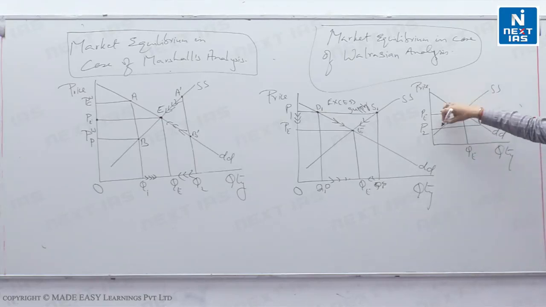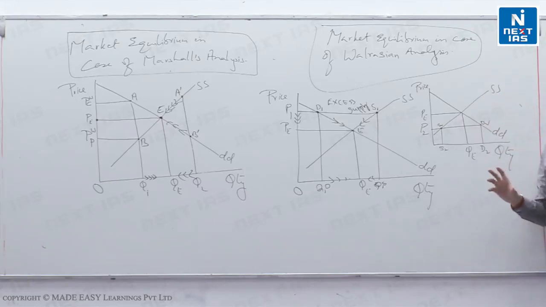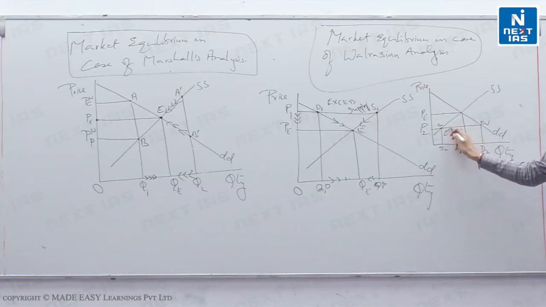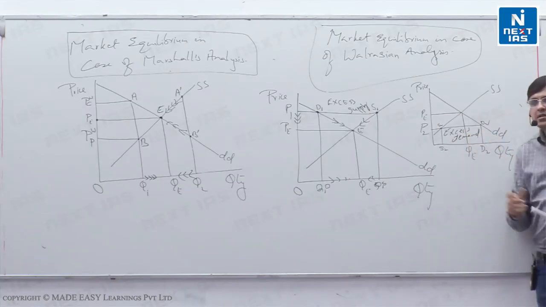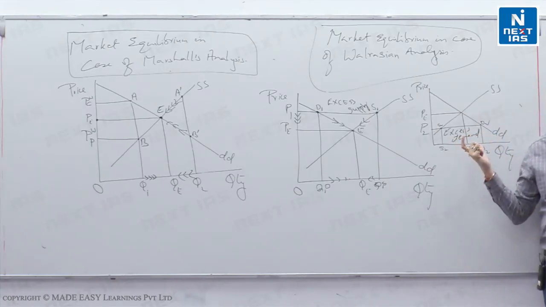That will imply that the producer is willing to sell S2 and the consumer is willing to demand D2. Producer is willing to sell S2, consumer is willing to demand D2. I hope I am reaching you. Now this is a situation of excess demand.